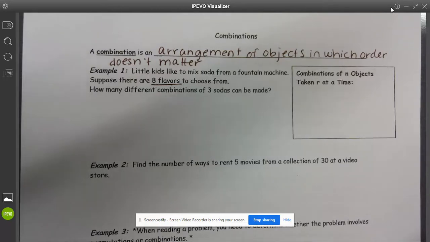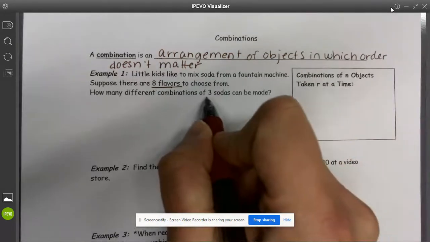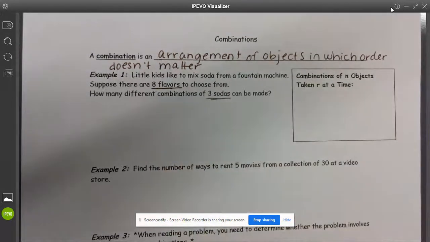Does the order matter? If you use Mountain Dew, Sprite, High C, or Mountain Dew, High C, Sprite, or High C, you know what I mean? So, no, technically it does not matter. No matter what order it is, it's going to be the same if you mix them around and let it sit there for a bit. Okay, so it says how many different combinations of 3 sodas can be made?